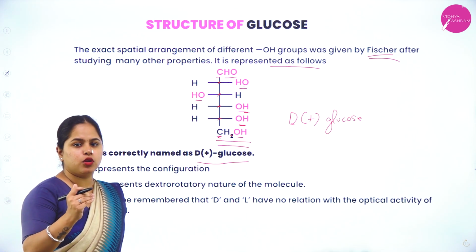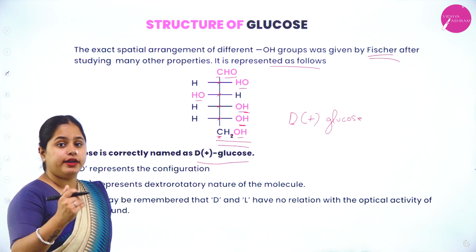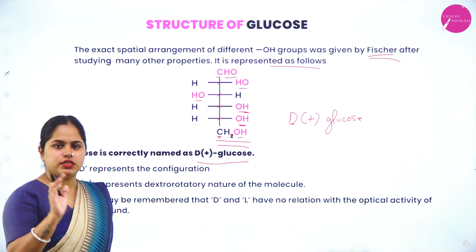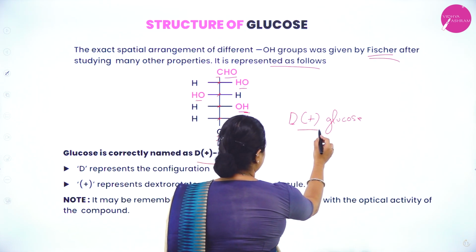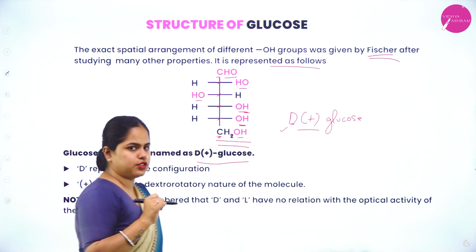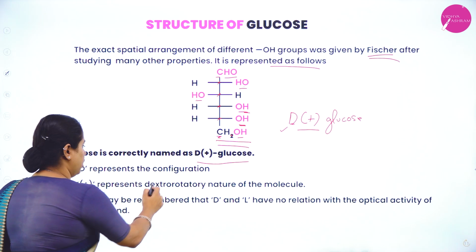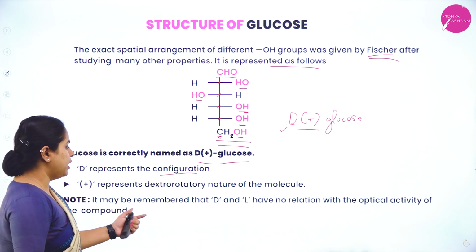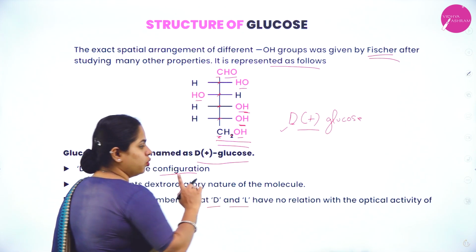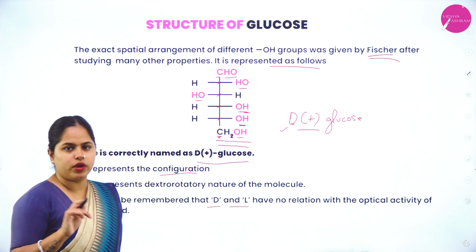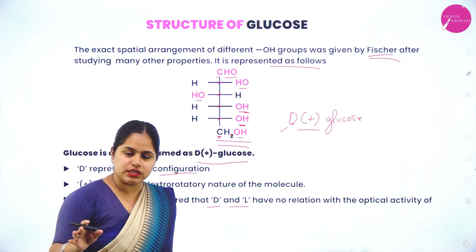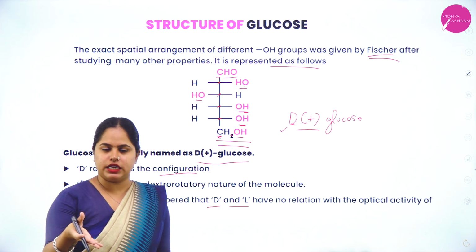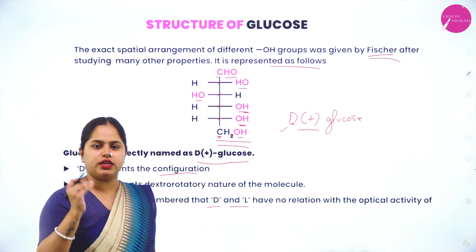While beginning with glucose itself, we have discussed that it is a dextrose. That means the plane polarized light is rotated towards the right. So, this is dextrorotatory, so the plus stands for dextrorotatory. And what does this D stand for? The D represents the configuration, plus represents the dextrorotatory nature of the molecule. It may be remembered that D and L have no relation with the optical activity. The capital D and L are not the signs which help you identify whether it is dextro or levo. It is just the configuration. And plus and minus give you dextro or levo.